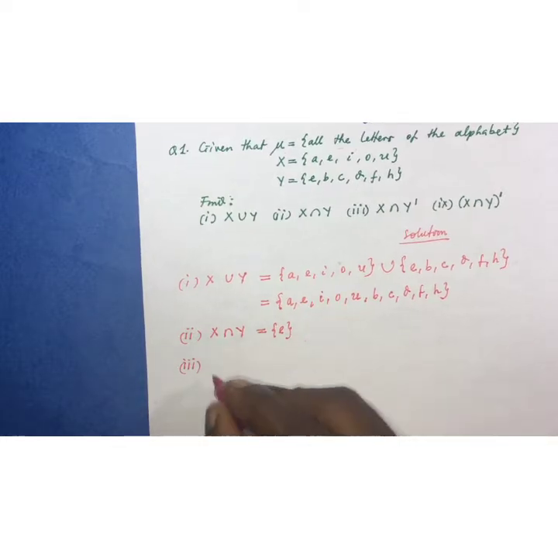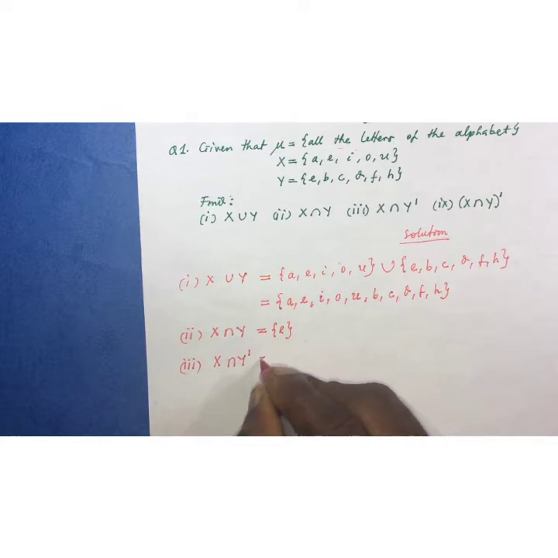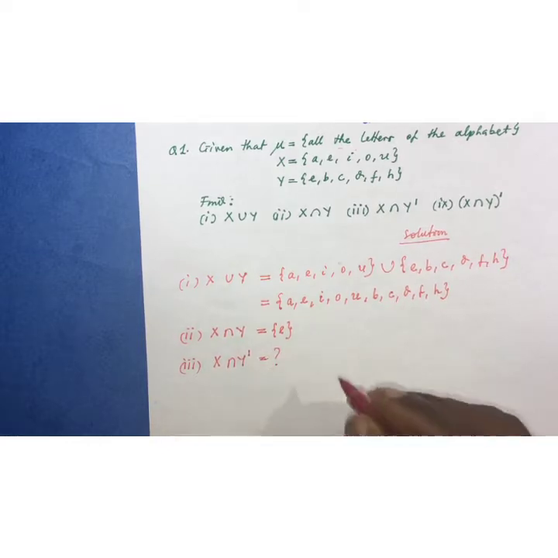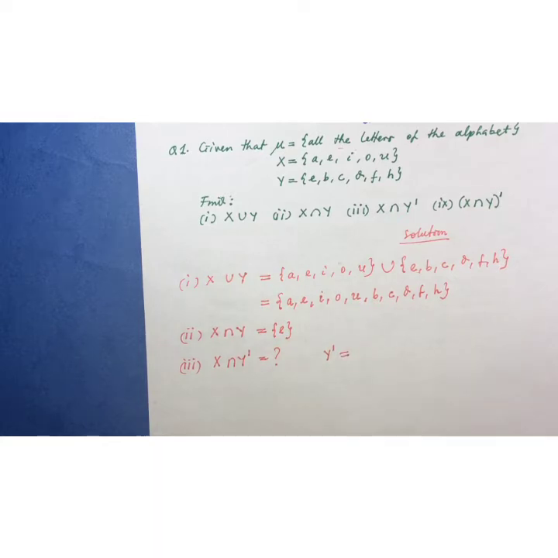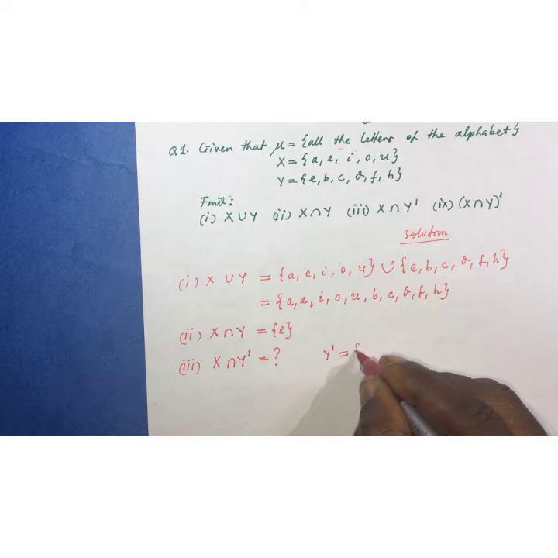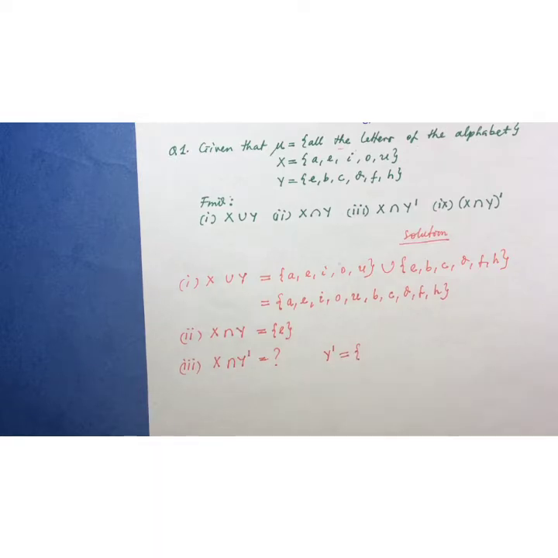In question number 3, we are asked to find x intersection y complement. So I'm going to put a question mark here, and let's start with obtaining y complement. So what is the set y complement? The set y prime or y complement is a set that contains elements you find in the universal set but not in y.